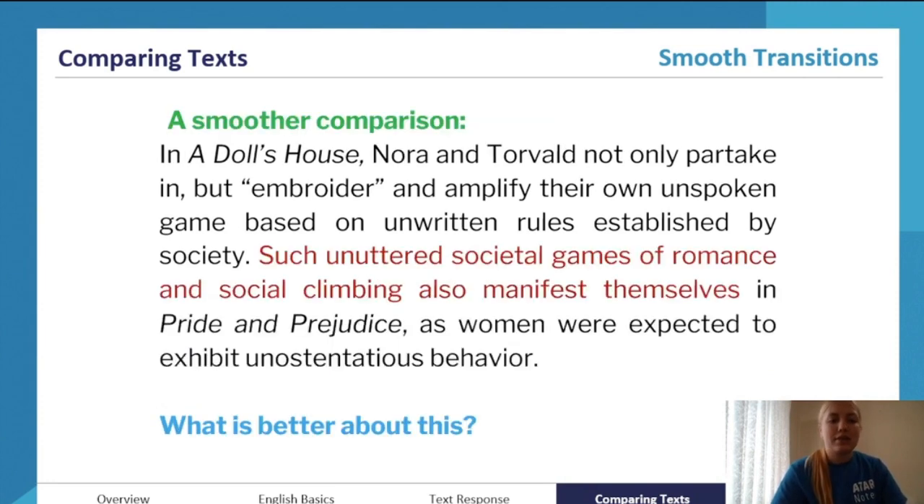Let's have a look at a better example. The first sentence is the same. We're going to make it clear, though, that this is a similarity and link that into the second text. So such unuttered societal games of romance and social climbing also manifest themselves in Pride and Prejudice, our second text, because women were expected to exhibit unostentatious behavior. And you might need some of these defined. The word unostentatious means unpretentious, complies with social norms. Great word as well.